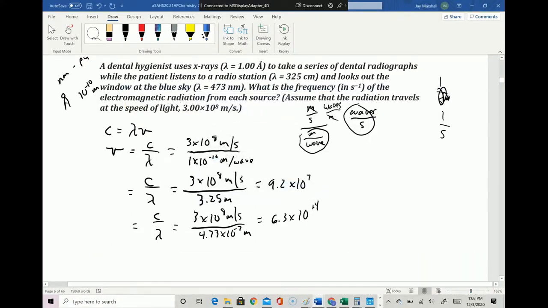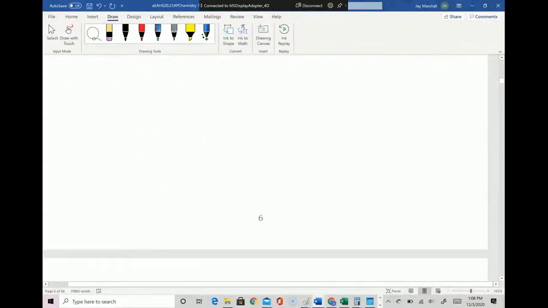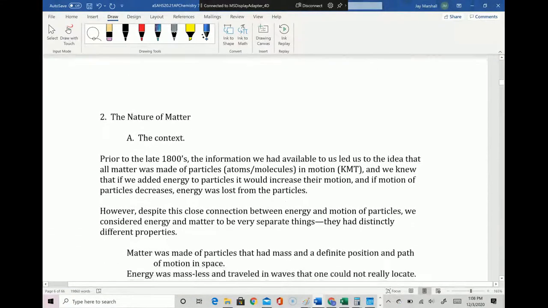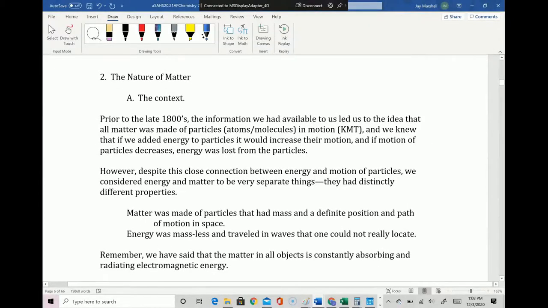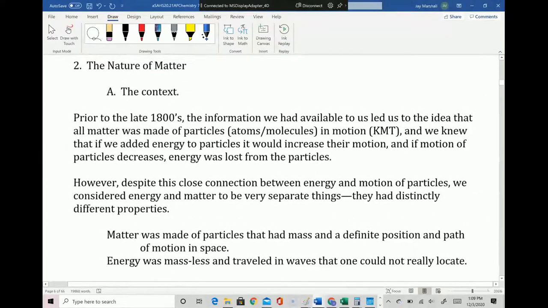Part of the reason we think this is so important is because this type of understanding is what led us to understand how the structure of the atom works. So that's why we pay so much attention to it. Okay, so the nature of matter. We need to understand the nature of matter.